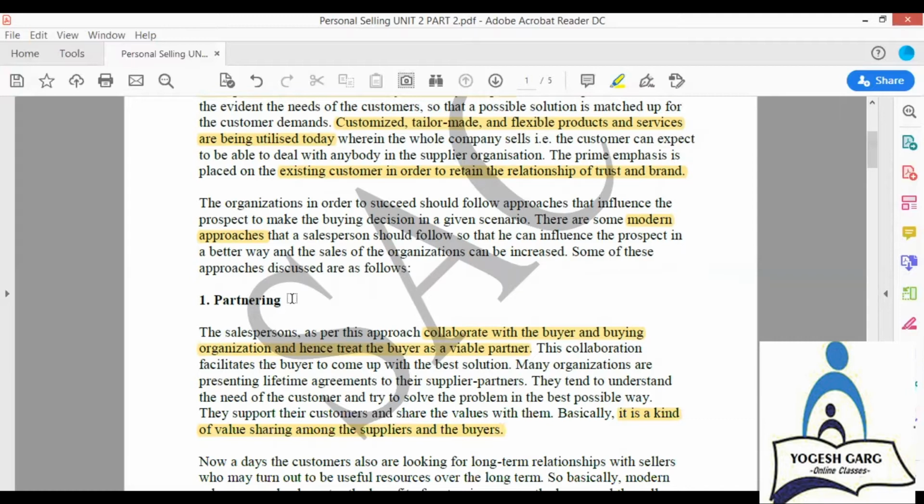Partnering, I can help you understand with the help of an example. Like an insurance agent, and let's say I want to buy an insurance. So I'm insured, the company is insurer, and the agent is also a part of insurer only. But agent, company and me, there are three parties. So what happens in partnering approach is the agent partners with me, the buyer, because he will understand my needs and requirements, and accordingly he will offer me a plan or a policy.